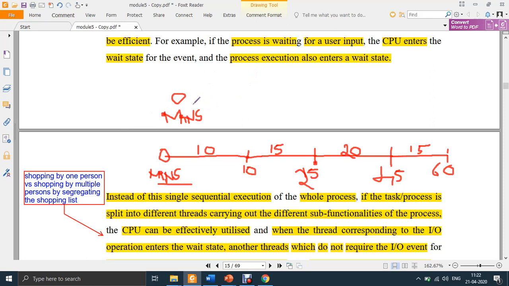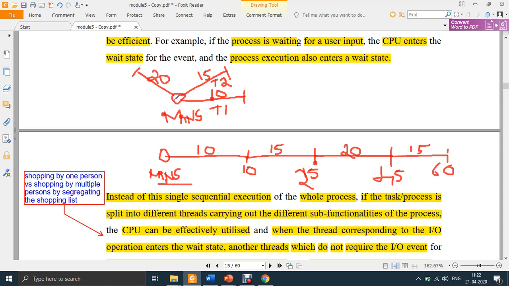Then what will happen? One person will go and fetch milk. He will take 10 minutes. This is person 1, P1, or let's say I'll mark it as T1. One more person, at the same time, will also leave the house and go and purchase the ration. 15 minutes is required to purchase the ration. I'll mark this as T2. The next person, at the same time, leaves the house and goes and purchases the vegetables. It will take 20 minutes.